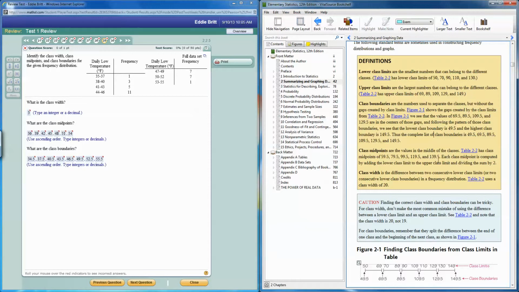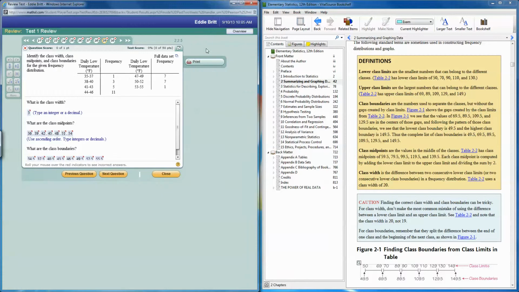To find the class midpoints, you just add the lower class limit and the upper class limit and divide by 2. So it's actually a lot easier. 35 plus 37 divided by 2, that's 36. 38 plus 40 divided by 2, that's 39. 41 plus 43 divided by 2. And I'm wondering, this must not show the entire set of data because I don't see any other classes here.